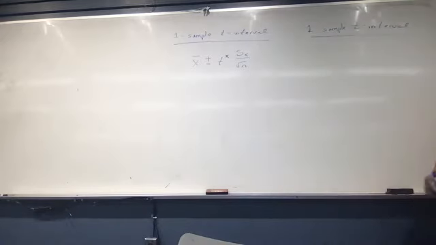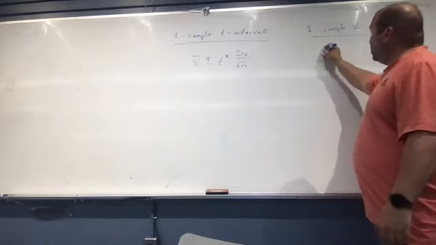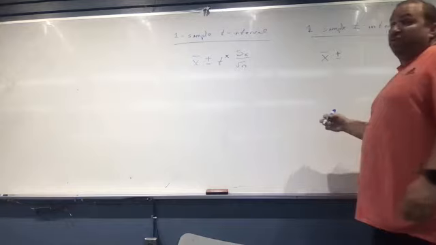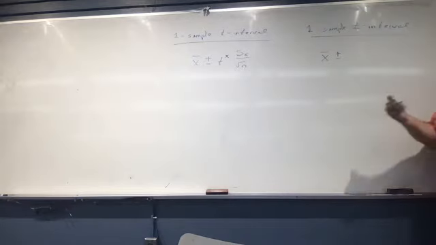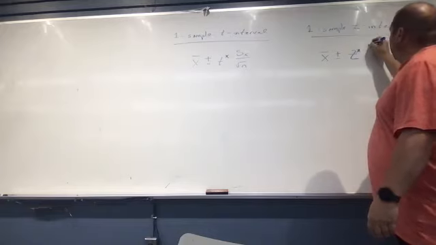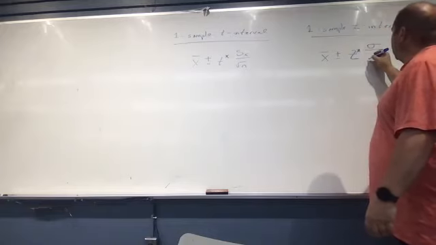What if we do know sigma and I wanted to use the Z interval? What would my confidence interval formula be? X bar plus or minus what? Not T star. Why use T? Z star times sigma over the square root of N.